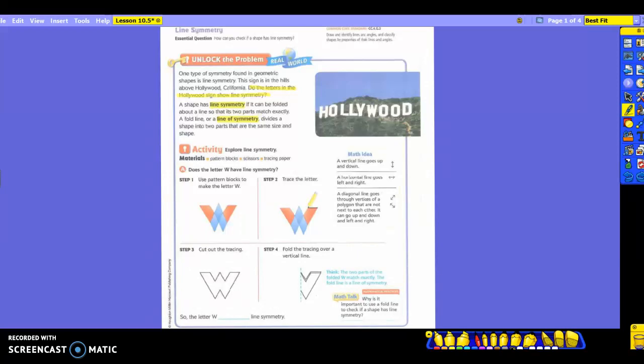So they've already started tracing this for you with their pencil. You're going to continue going all the way around it as best you can. This would be like if I was cutting this out, except I'm just tracing it. Yours will probably be straighter than mine.